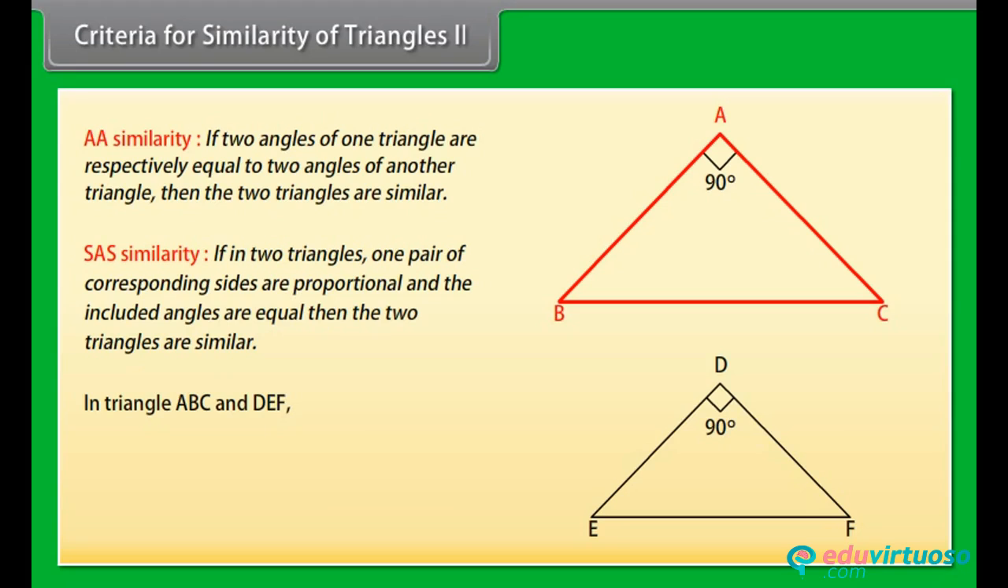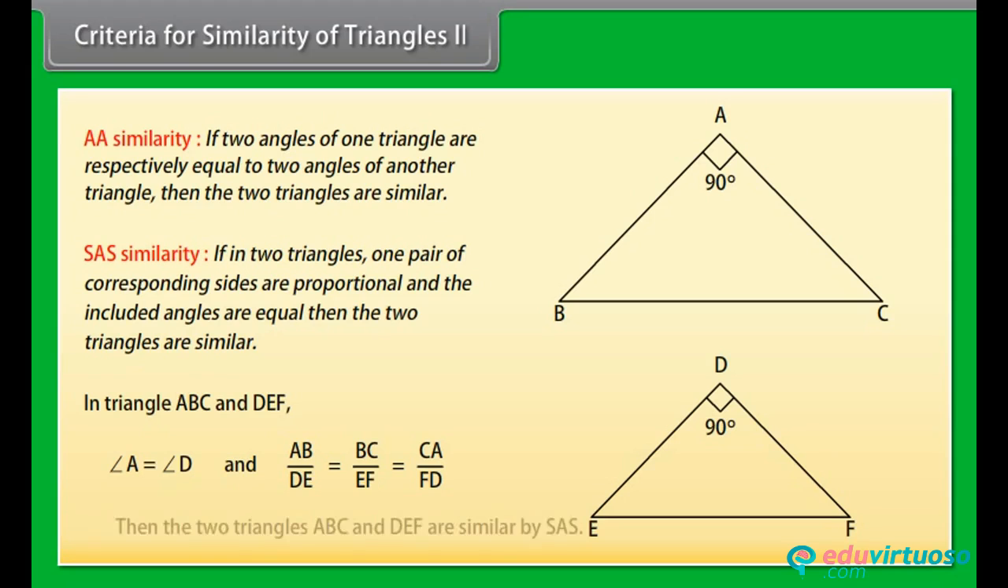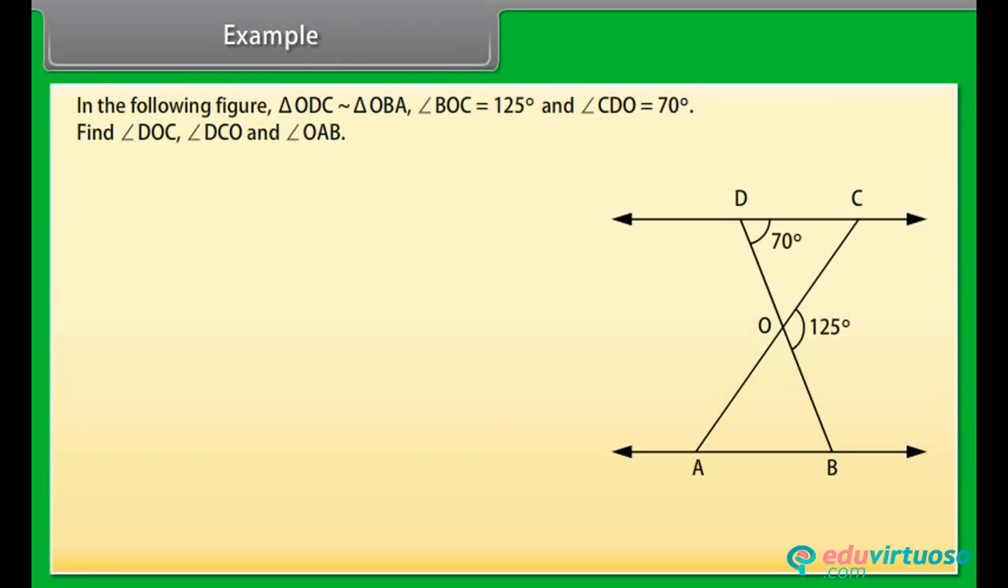In triangles ABC and DEF, angle A is equal to angle D and AB upon DE equals BC upon EF, which equals CA upon FD. Then the two triangles ABC and DEF are similar by SAS. Example. In the following figure, triangle ODC is similar to triangle OBA. Angle BOC is equal to 125 degrees and angle CDO is equal to 70 degrees. Find angle DOC, angle DCO, and angle OAB.